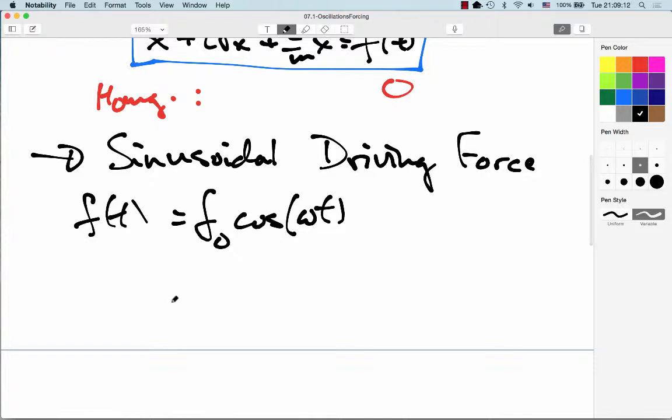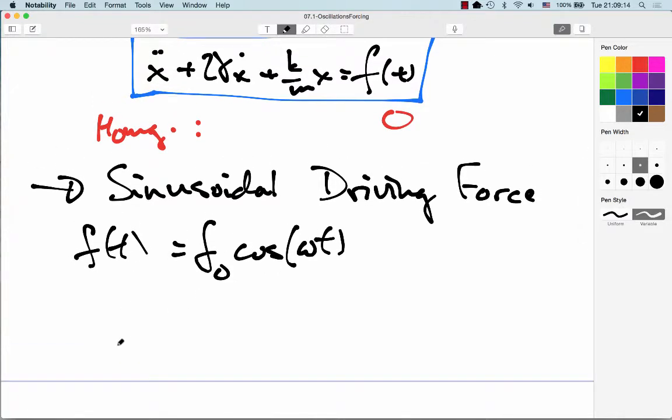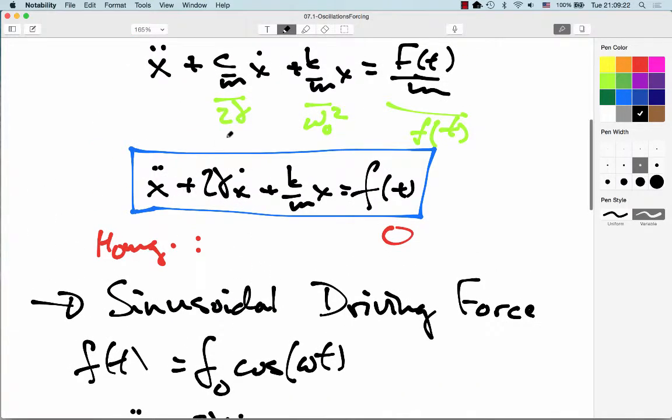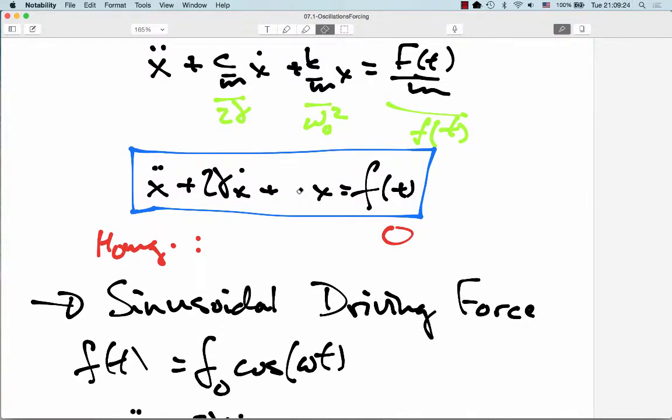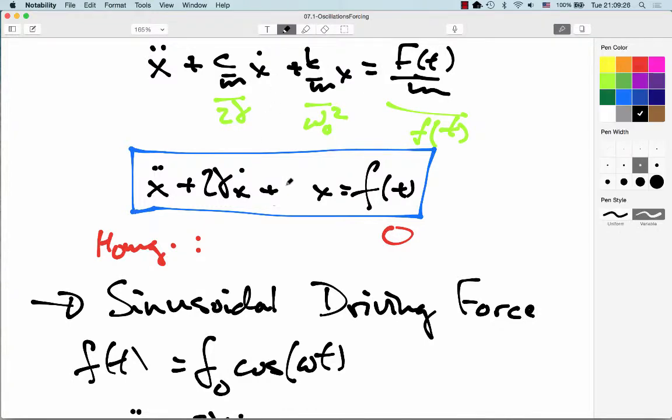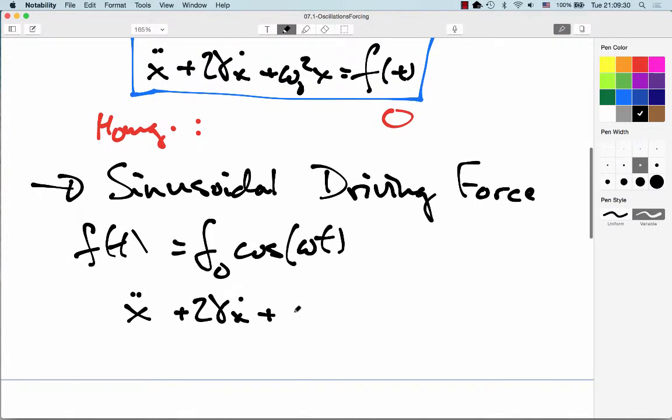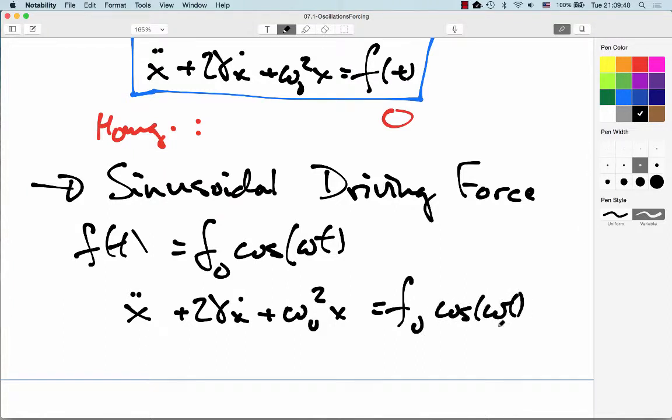So in that case, our equation of motion will become x double dot plus 2 gamma x dot plus omega naught squared x equals f naught cosine omega t.